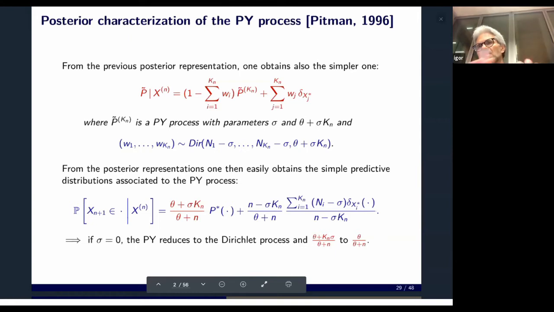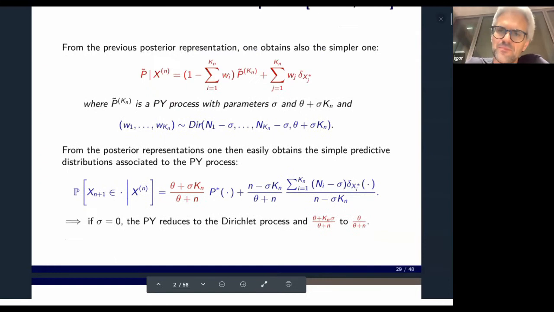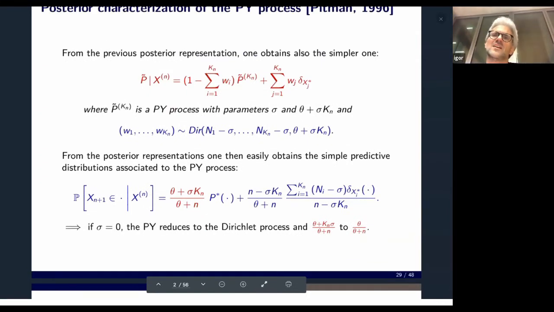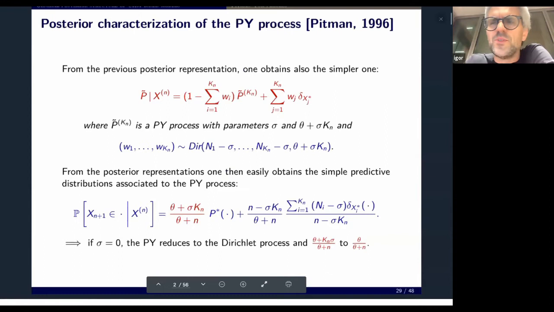So again, also in the Pitt-Manure process, you obtain this nice structure with updated CRM plus fixed locations with random jumps. And from this one, it's straightforward to obtain the predictive distributions, which then degenerate to the Dirichlet case if you take sigma equal to 0. Just another little thing I want to mention: you cannot really hope to get such a simple representation in many other cases, because that's kind of a side thing I want to say.